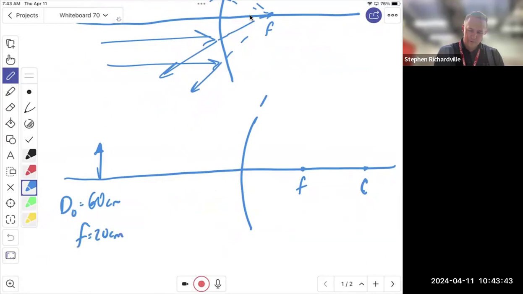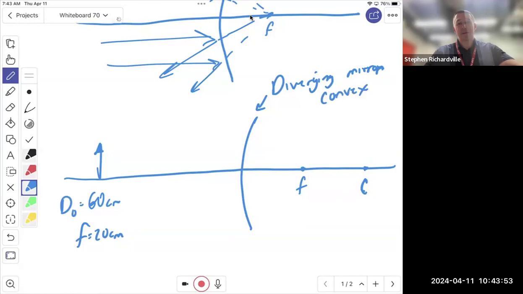But now I've got what we call a diverging mirror, which is also convex. So those might be test questions too. Converging lens, convex. Converging mirror, concave. Diverging lens, concave. Diverging mirror, convex.